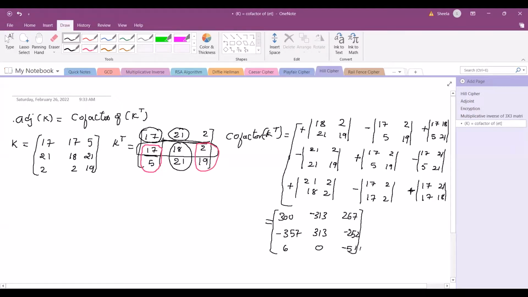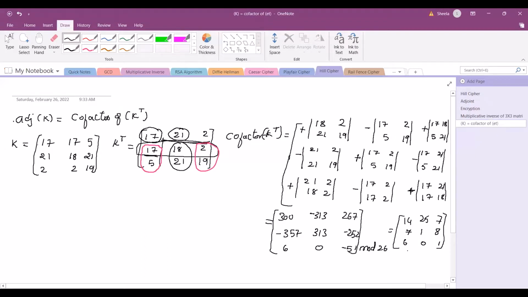Since they are out of range, take mod 26. So what matrix are we going to get here? We are going to get the matrix as 14, 25, 7, 7, 1, 8, 6, 0, 1. Okay, this is the cofactor matrix.